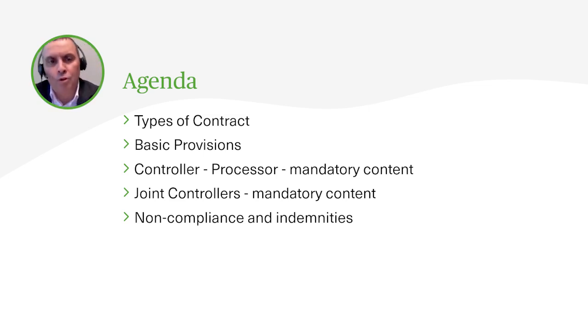Once we've done that, we'll go on to then talk about joint controllers and see there is some mandatory content there, but it's not as extensive as it is in the case of the controller to processor agreement. And then finally, we'll look at issues around non-compliance and indemnities. So in this particular case, we will look at the respective liabilities of controllers and processors. We'll think about various alternative wording that could be inserted if you want to protect yourself using some form of indemnity.